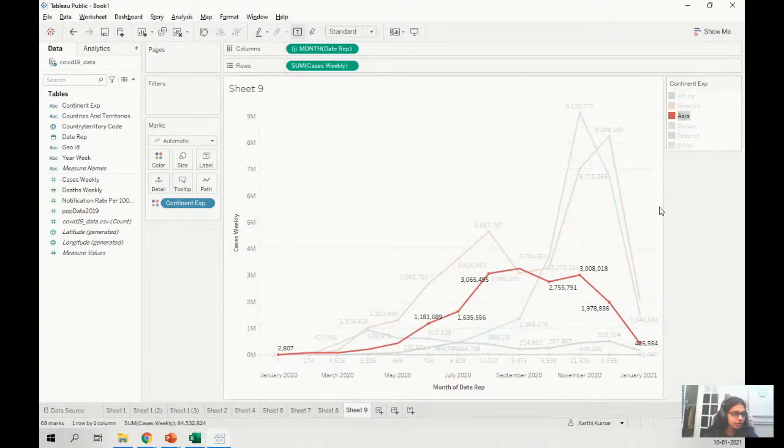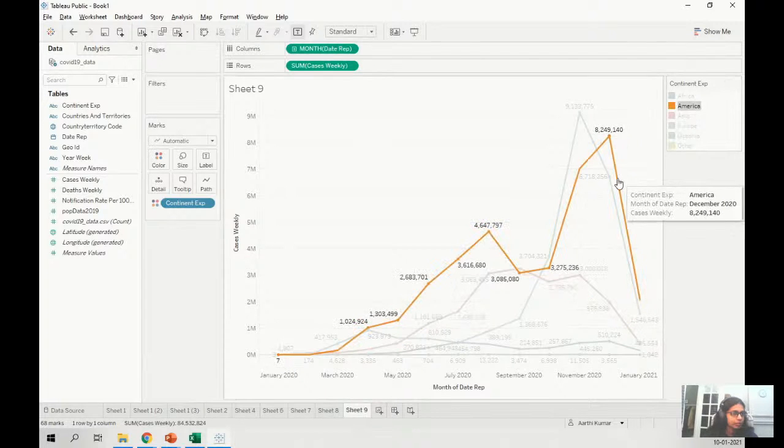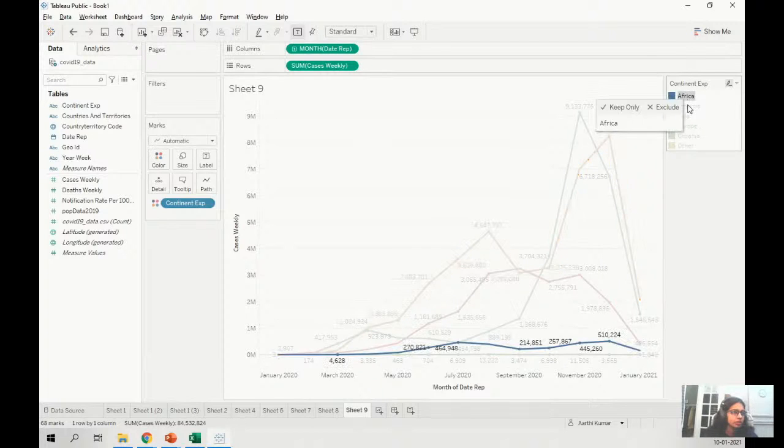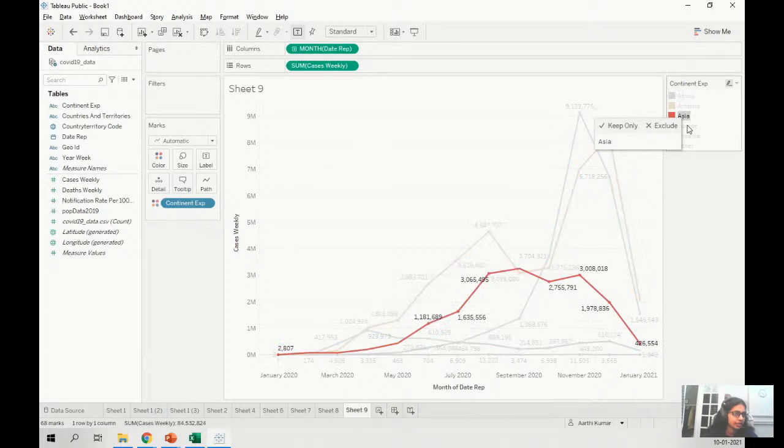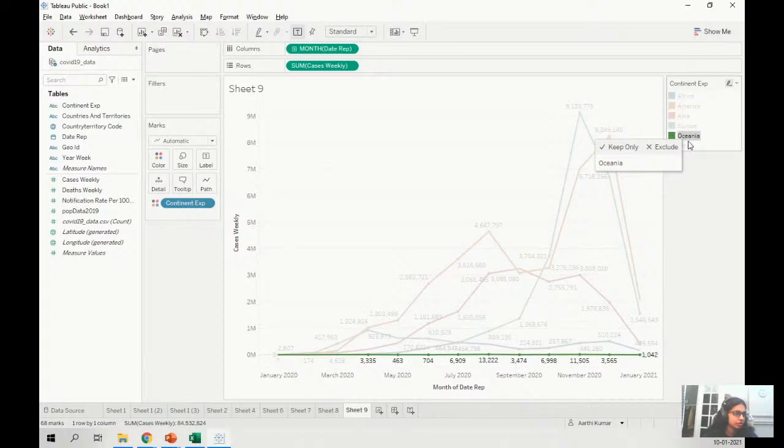And then Asia, yeah, so there was a peak in August and another one in November. And America, there was a peak again in August and in December, right? So this is how you can look at each of the line graphs for each of the continents.